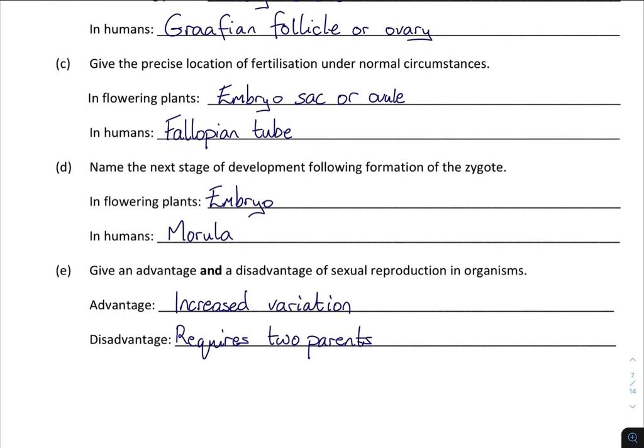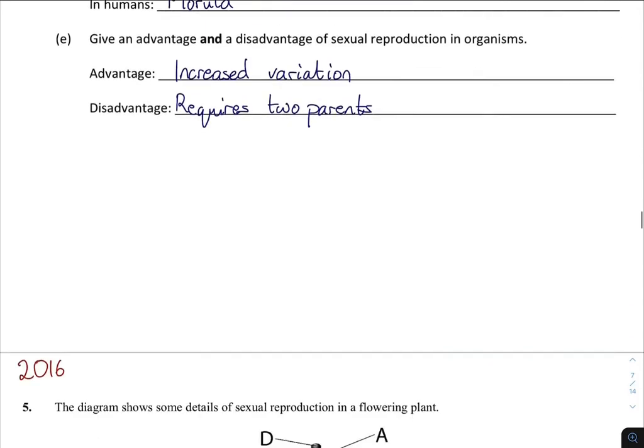An advantage is increased variation, greater chances of survival, and there's loads you could say. A disadvantage though is it's slow because it requires 2 parents. If it's asexual reproduction, it's going to be much quicker because only 1 parent is necessary. You could also refer to a disadvantage being increased variation. For some people in agriculture, they want to make sure the plants they have are as high quality as possible, and therefore variation might actually be problematic for them. So it could be a disadvantage.